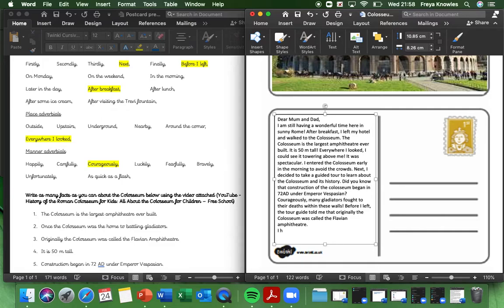And then we're going to sign off. So I hope one day you will get to visit this amazing place. Wish you were here. Lots of love from, and then your name. I'd put Freya if I was writing to my parents, or Miss Knowles maybe if I was writing to someone I knew from work, and then we'd put some kisses maybe.